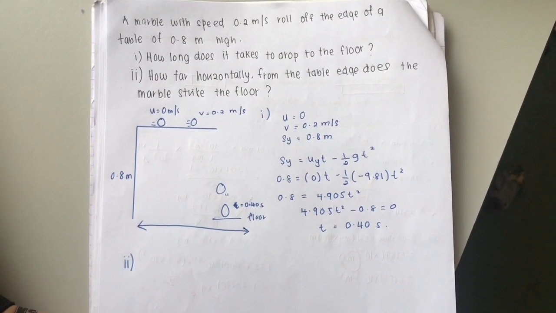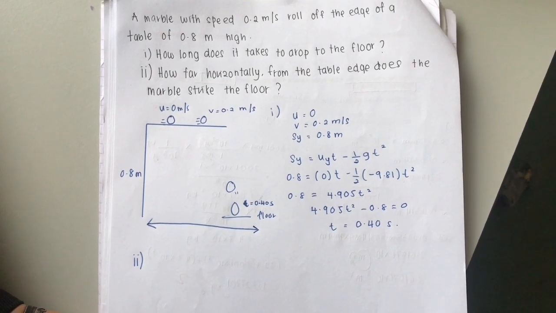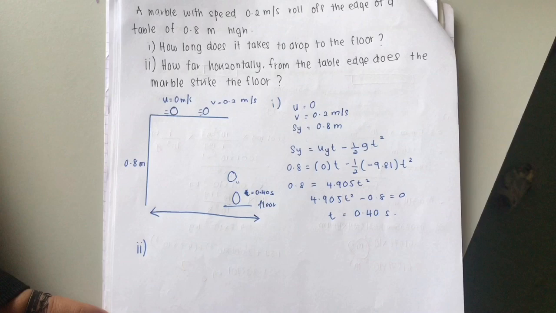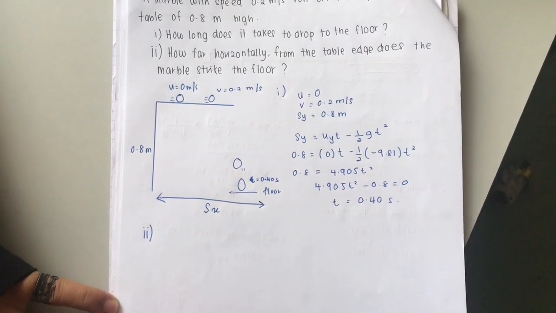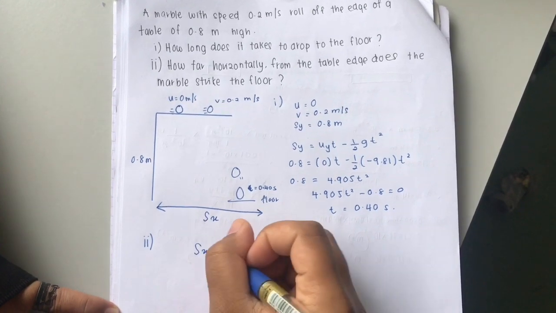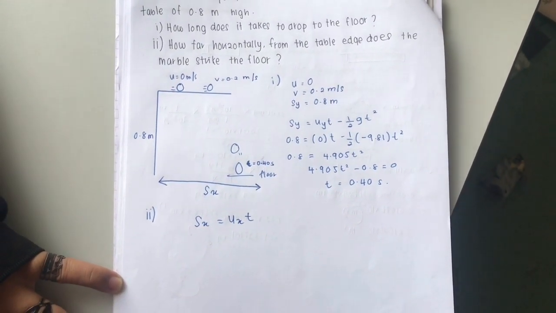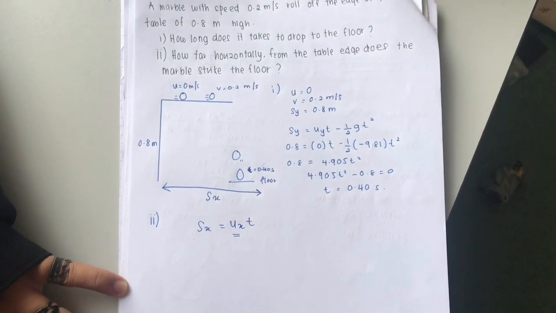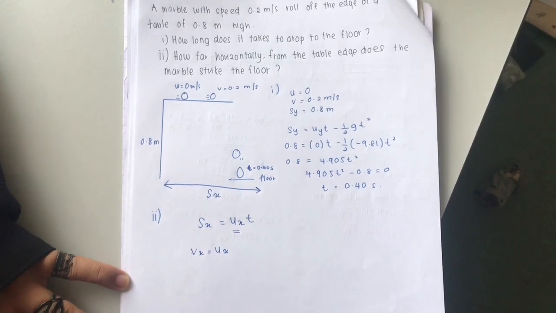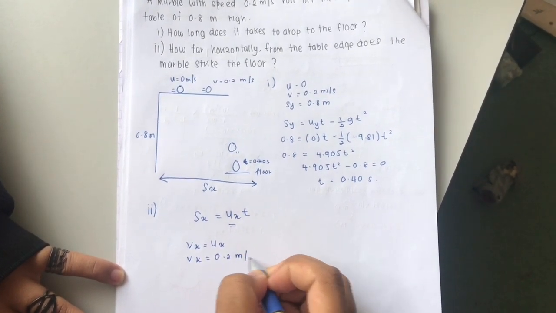For the second question, how far horizontally from the table edge does the marble strike the floor? That means we want to know the Sx. We know the formula of Sx is Sx equal to Uxt. We don't know Ux, but we know that Vx equal to Ux. So Vx equal to 0.2 meter per second.